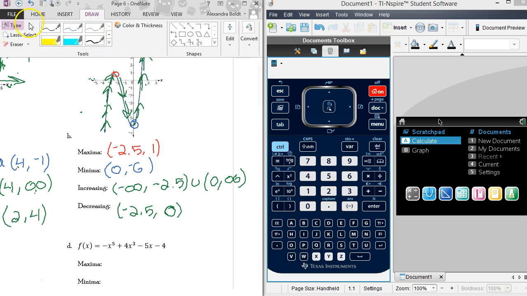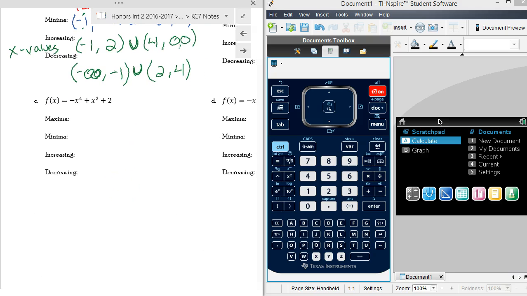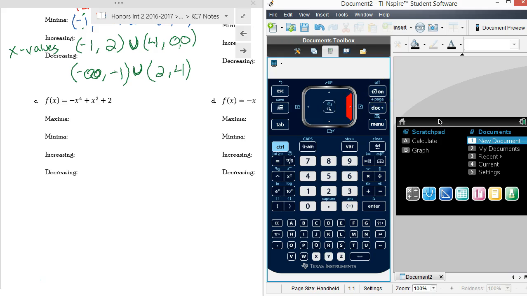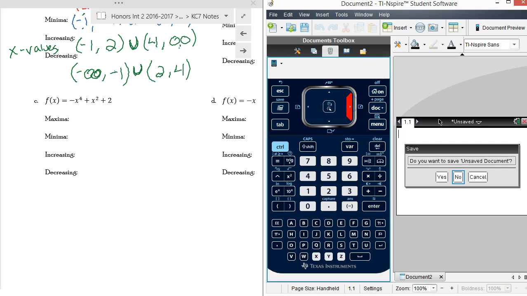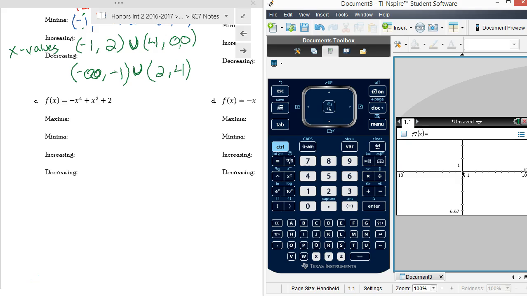All right, let's look at C. Now with C, we don't have a graph, we just have an equation. That's where we're going to come to our calculator. From the home screen, I'm going to open a new document, and I'm going to add a graph. So my graph is negative x to the 4th. Make sure when you type an exponent, you hit to the right one so that it's no longer typing in the exponent spot, plus x squared plus 2.